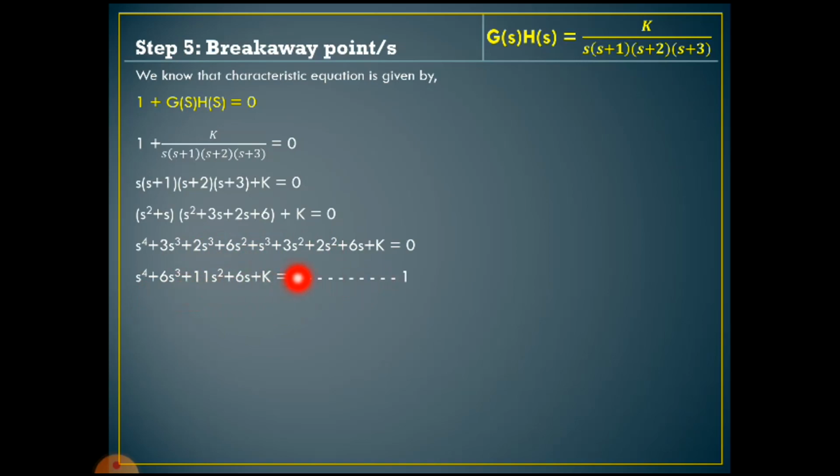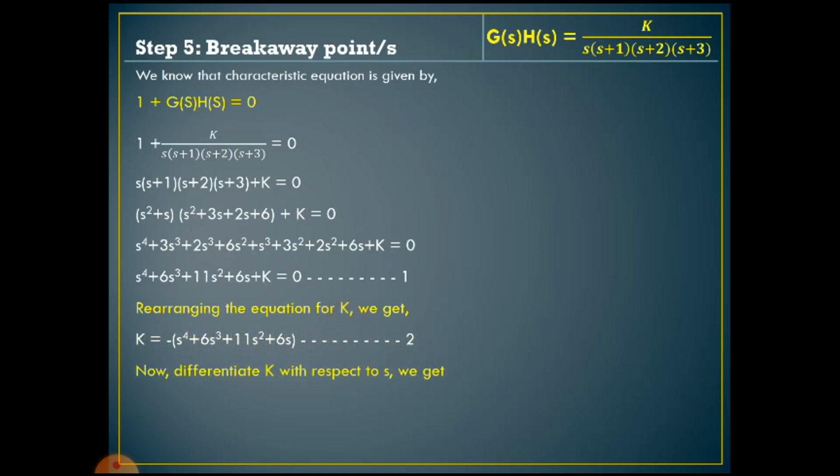Once you have your characteristic equation, rearrange it so that you will get a value for k. So we will get an expression for k as this. If you take the terms other than k to the other side, all the plus terms will become minus. Now you differentiate k with respect to s. You will get dk by ds.